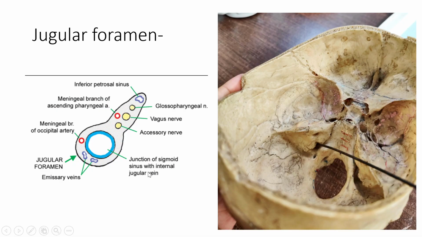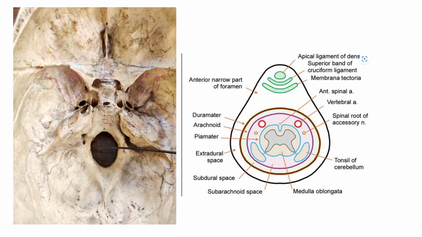Jugular foramen, I don't think we need to discuss it, but you can see it has been divided into an anterior part. So the inferior petrosal sinus and 9th, 10th and 11th cranial nerves are passing here, and basically the internal jugular vein and the occipital artery with its meningeal branch are passing here.